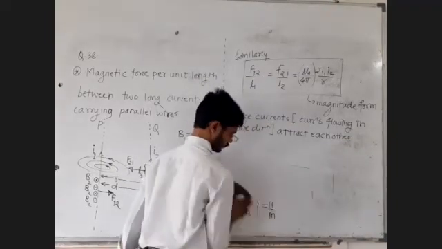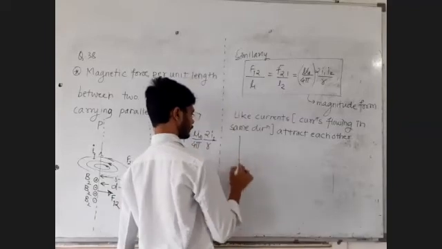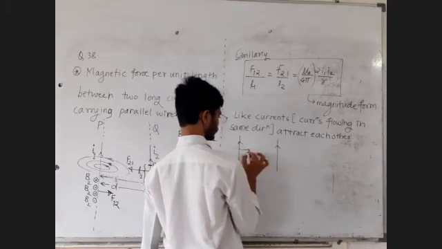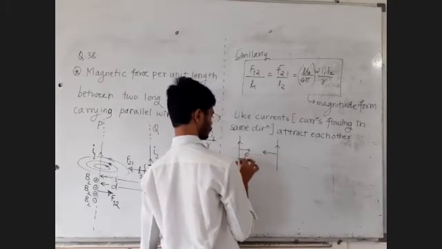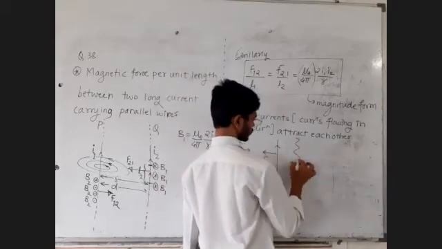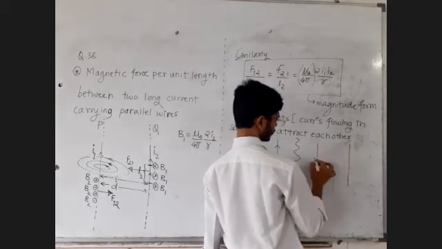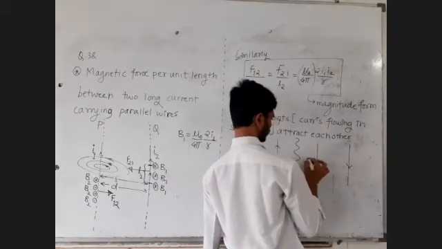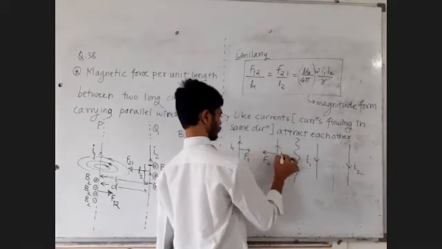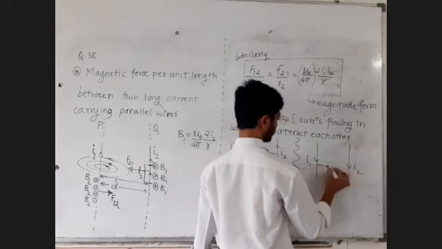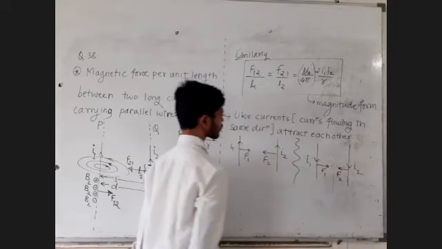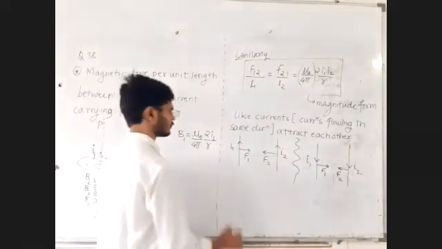Okay. So it will be like this. These are the like currents, so these conductors will attract each other. This is force on one, this is force on two. Second case, these are also like currents. They will also attract each other. This is force on the first wire, this is force on the second wire. Unlike currents repel each other.